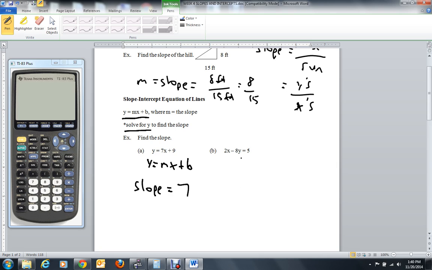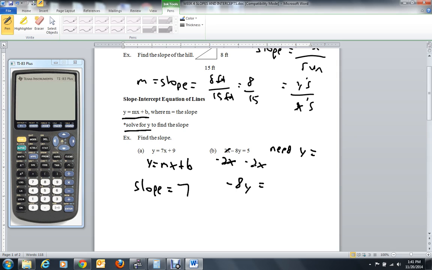However, on question B, there is some work involved because it's not y equals. We need the equation to be y equals. So to do that, we have to use the steps to isolate y, to get y by itself. Which means we need to get rid of this 2x first because it doesn't have a y. So since it's a positive 2x, I'm going to subtract 2x from both sides. Keep that minus sign in front of the 8y.